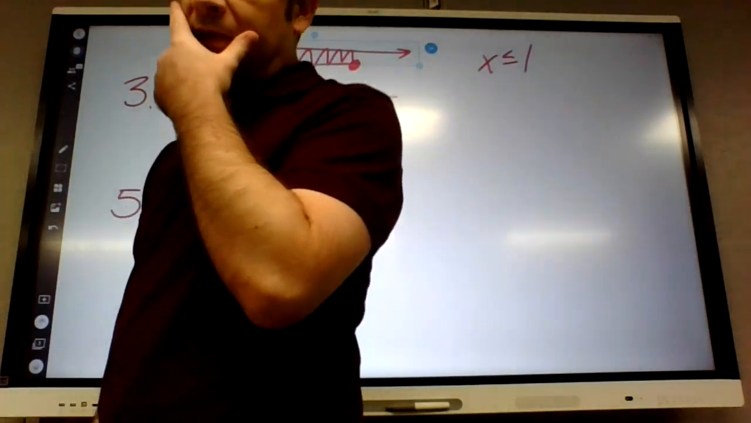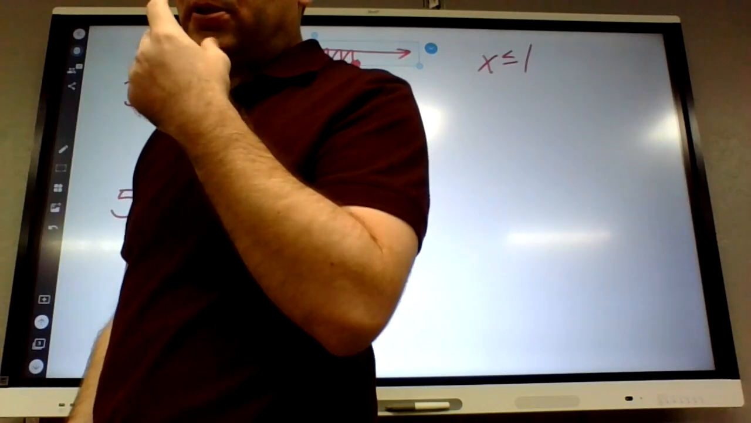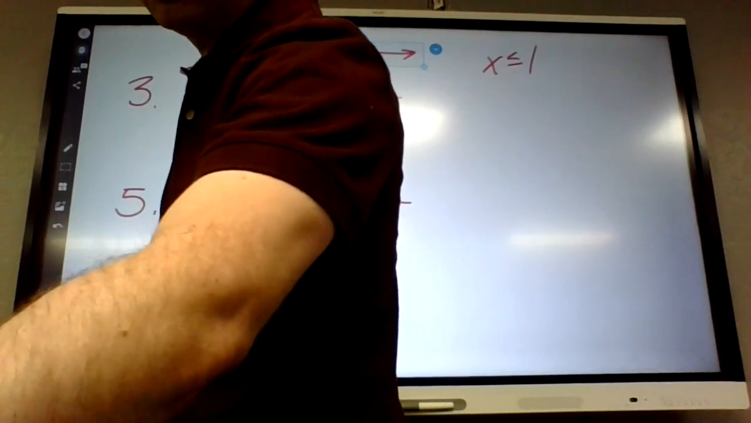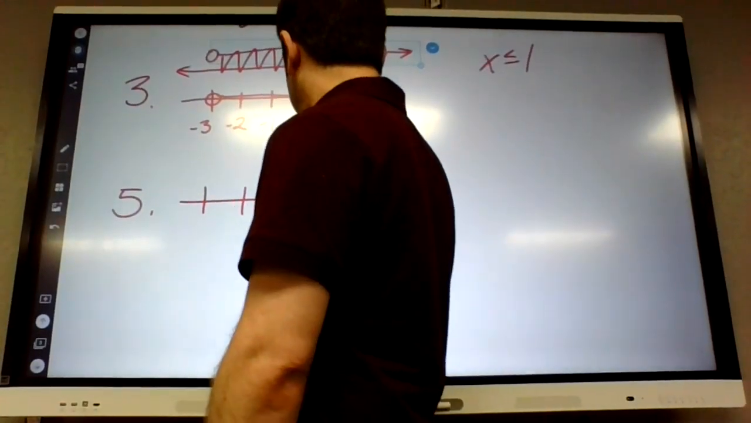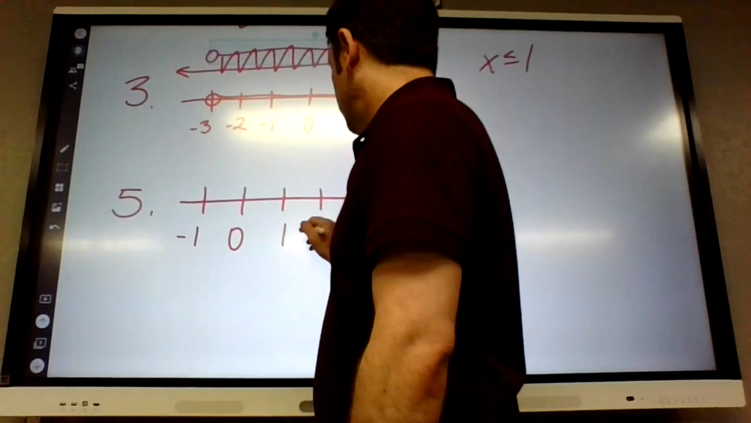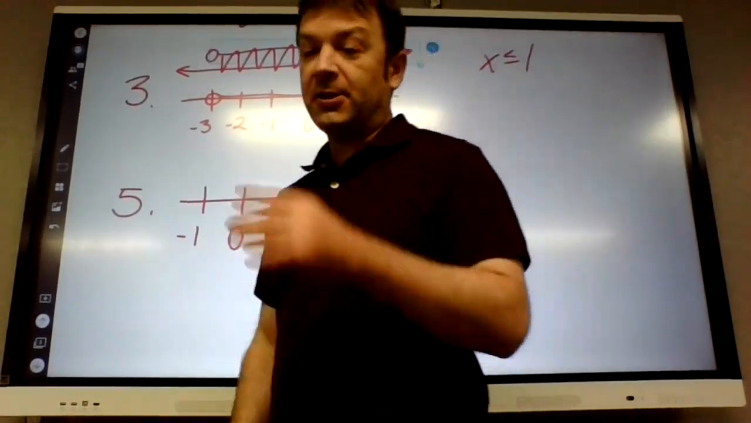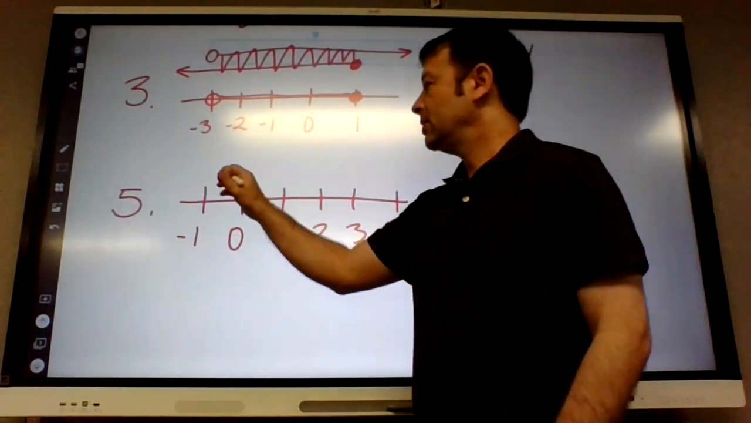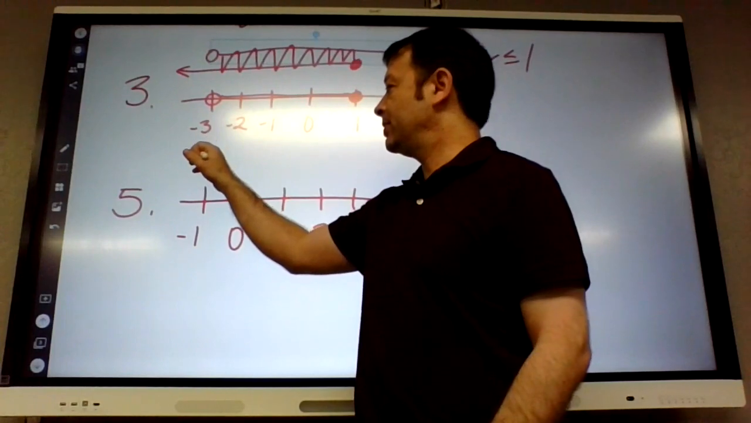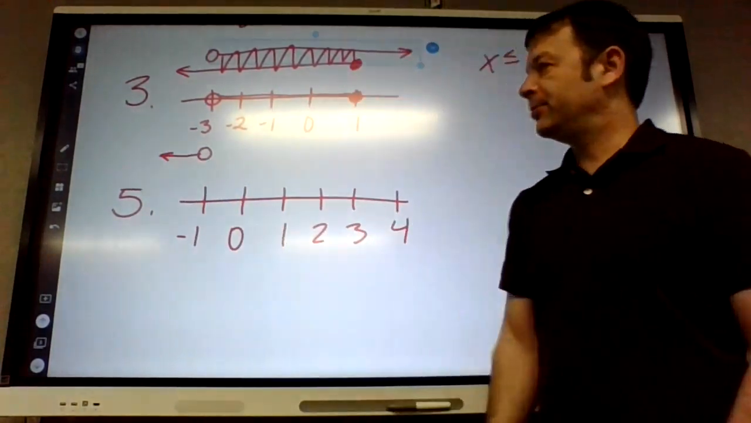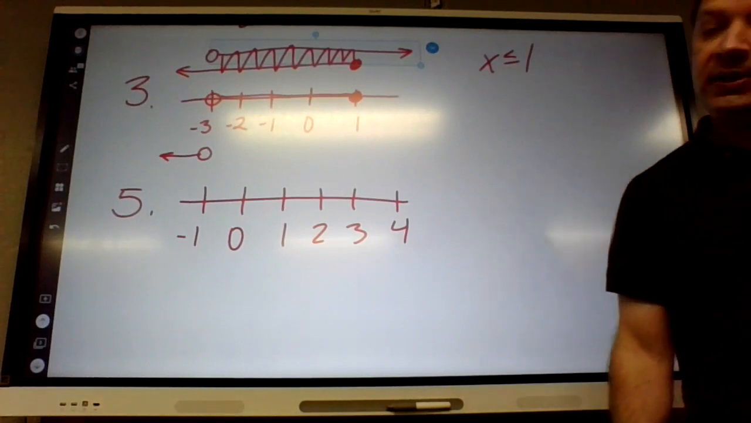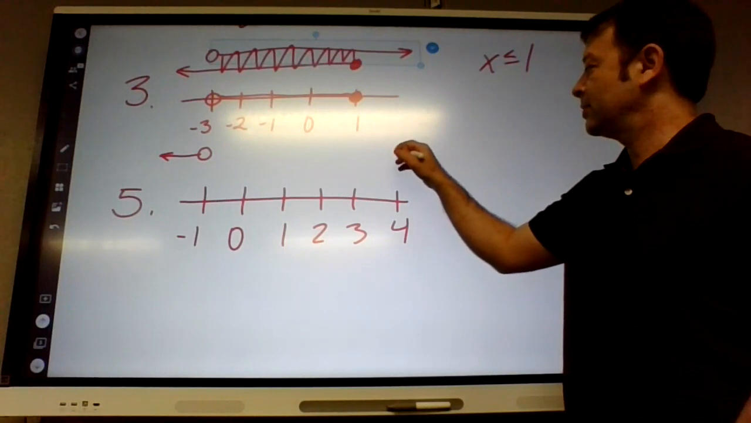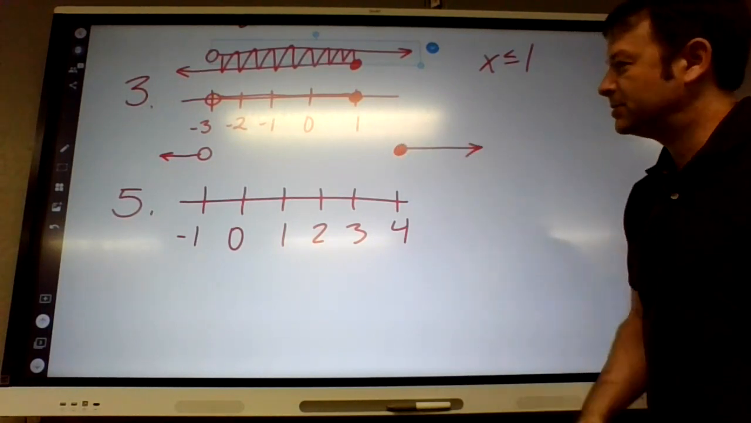Okay, number 5. Was this one Brian was asking about? -1 to 4. -1, 0, 1, 2, 3, 4. Okay, so x is less than -1 would be an open circle at -1 going left. All the numbers less than are that way. And x is greater than or equal to 4. Closed circle at 4 going that way.